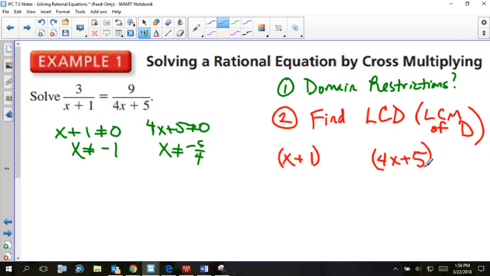They're their own factors. So when I talk about the lowest common denominator, or the LCM, remember you write what they have in common, which is nothing here. And then you write everything else they don't have in common, put together. So we've got x plus 1 multiplied by 4x plus 5. That's my LCM, or my lowest common denominator. Same thing.